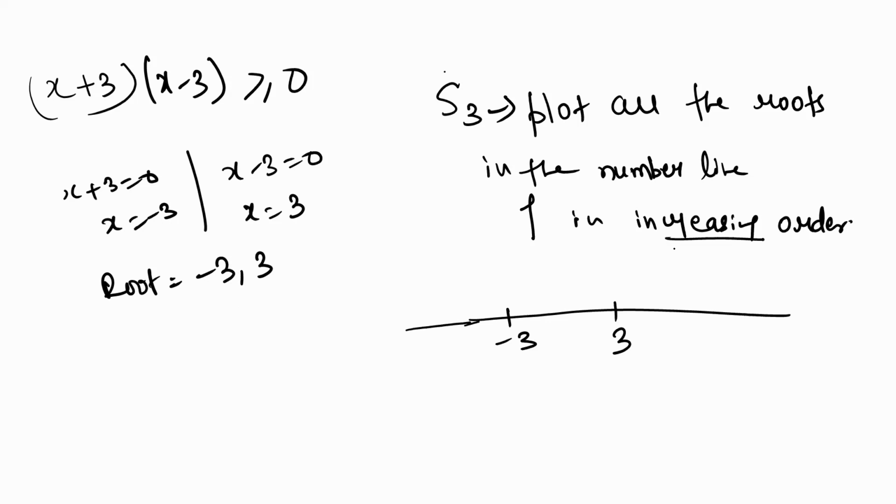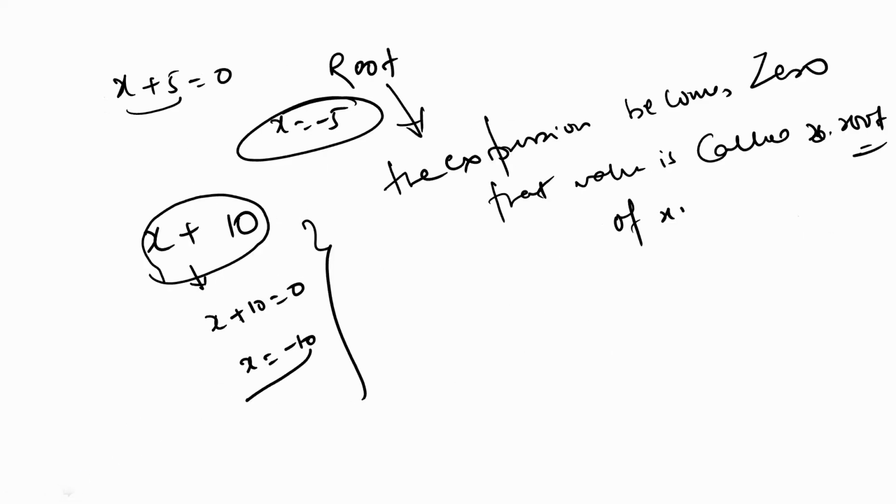I told you, if you have found all the roots of the expression, then mark them on the number line in increasing order. Here you have -3 and 3 as roots, so -3 will come first and 3 later, right? On the number line, 0 is here, 1 here. Okay, in this way only you have to mark. This is step 3. Now what does step 4 say?